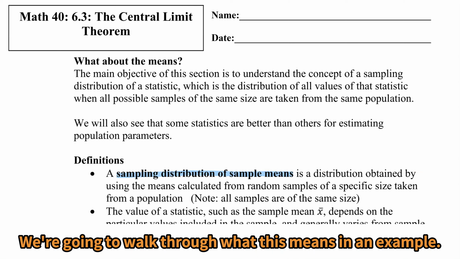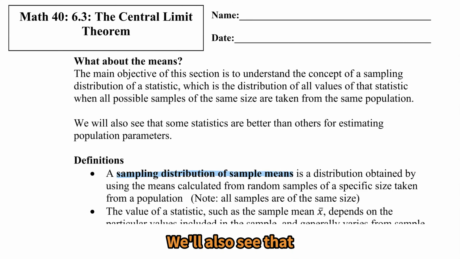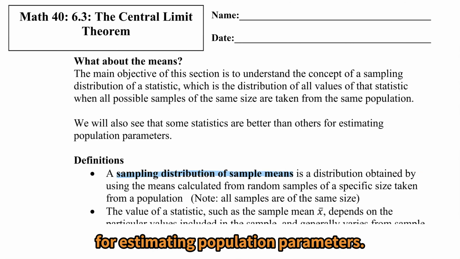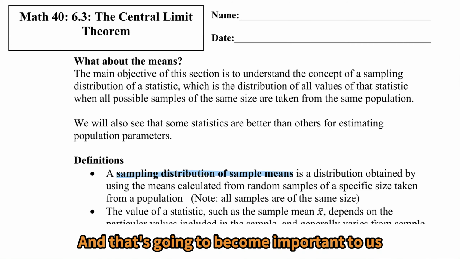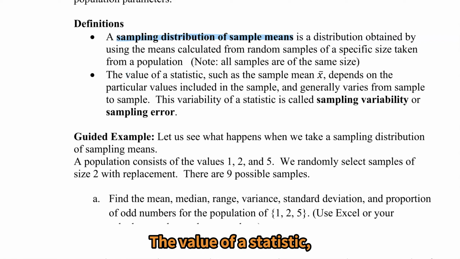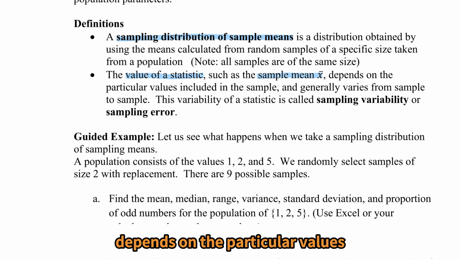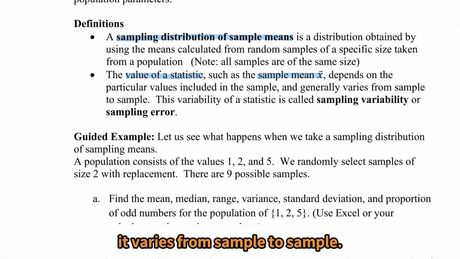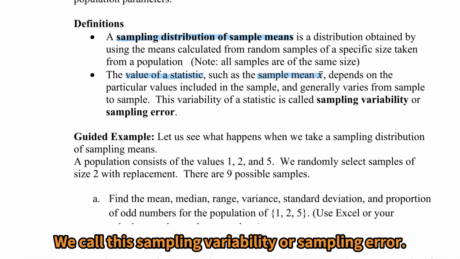We're going to walk through what this means in an example. We'll also see that some statistics are better than others for estimating population parameters. And that's going to become important to us when we move into inferential statistics in Chapter 7 all the way through Chapter 11. The value of a statistic, for example, the sample mean, depends on the particular values included in the sample, and generally it varies from sample to sample. We call this sampling variability or sampling error.